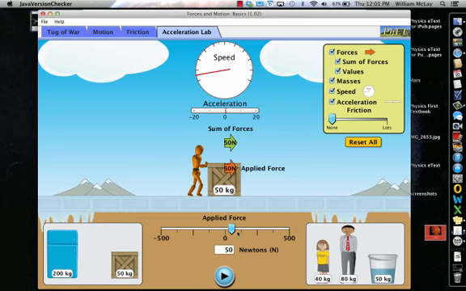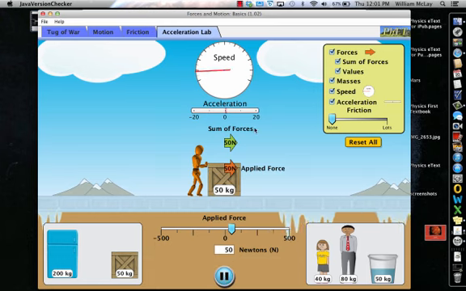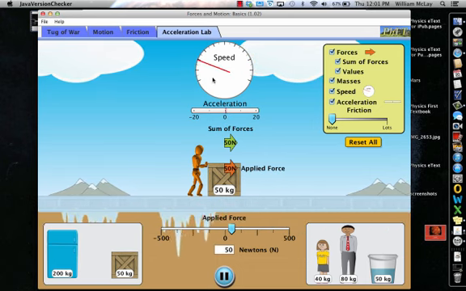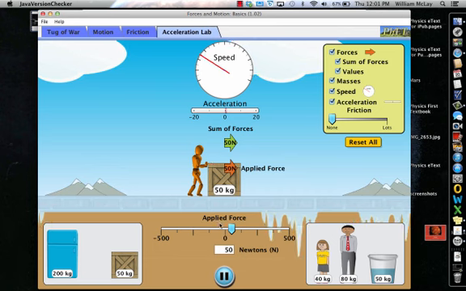Now, for example, I have a 50 kilogram crate here, and I'm going to apply 50 newtons of force to it. Now, when you do that, the object starts to accelerate. And you'll see it has a very low acceleration, but its velocity is increasing because it is accelerating.